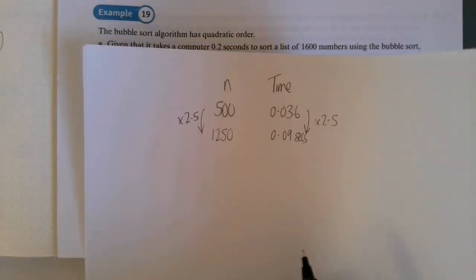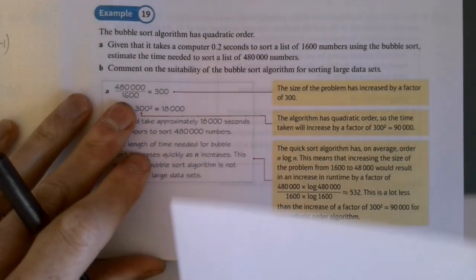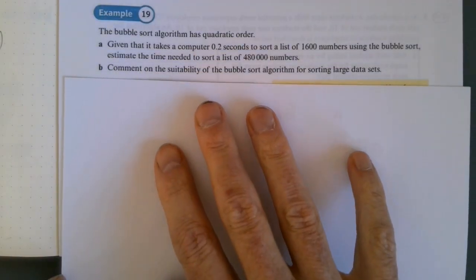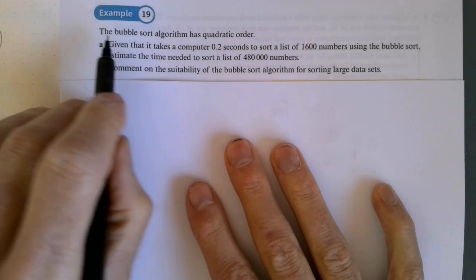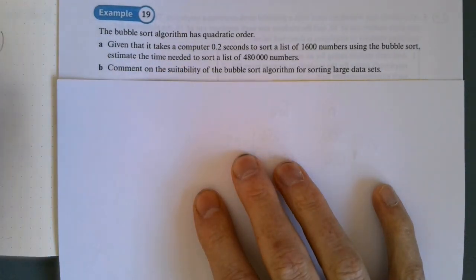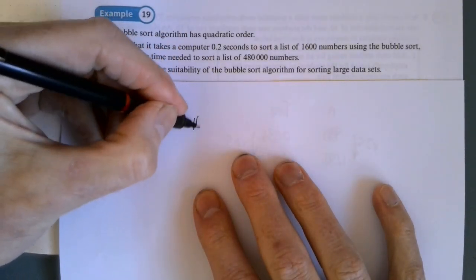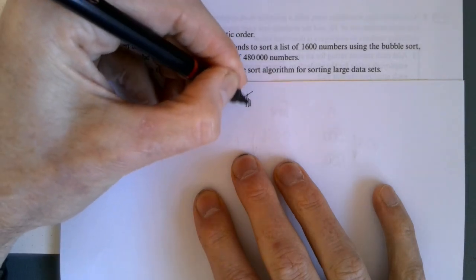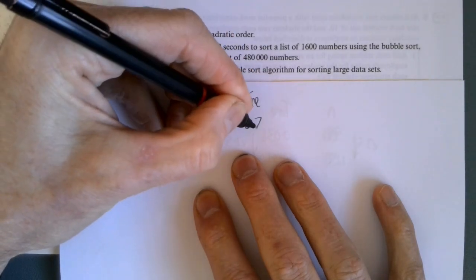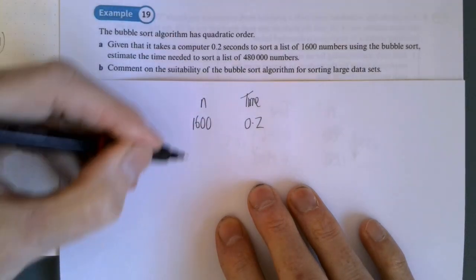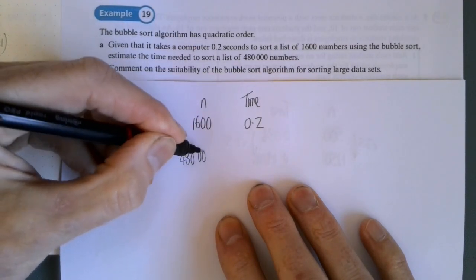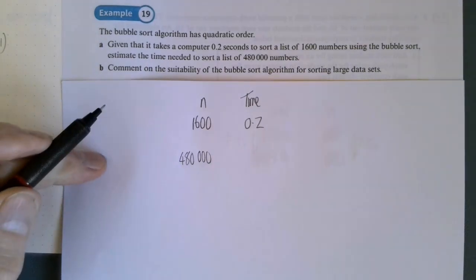So here we go. Given that bubble sort is quadratic order, it takes a computer 0.2 seconds to sort 1600 numbers. How long will it take to sort that? So again, after divided by before, something to do with 3, isn't it?